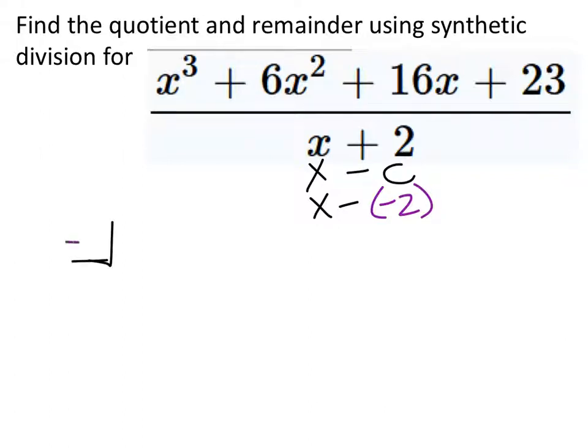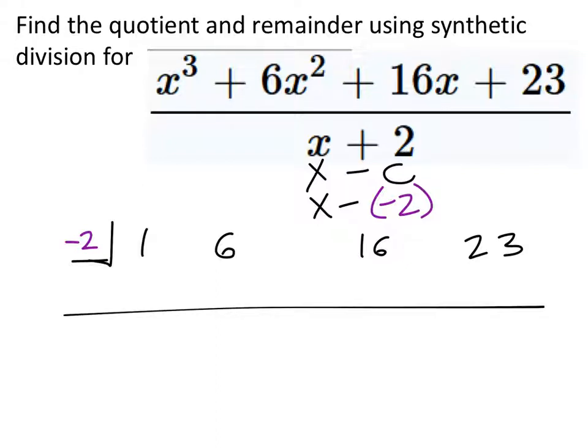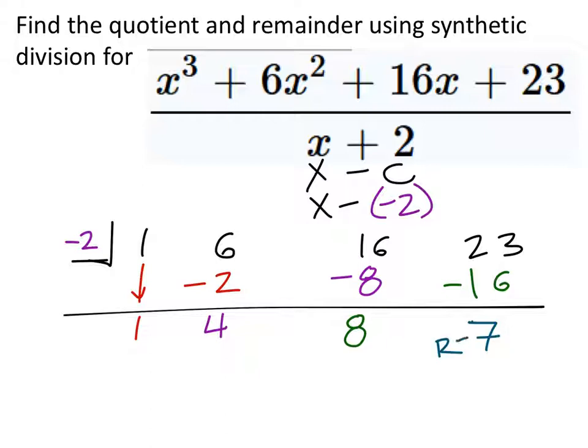That negative 2 value. And then I'm looking for coefficients of my numerator values. So what do I got? 1, 6, 16, and 23. All right, well, that's a good start. We'll drop the 1. 1 times negative 2 is negative 2. 6 minus 2 is 4. 4 times negative 2 is negative 8. 16 minus 8 is 8. 8 times negative 2 is negative 16. And that gives me that remainder of 7 right here.